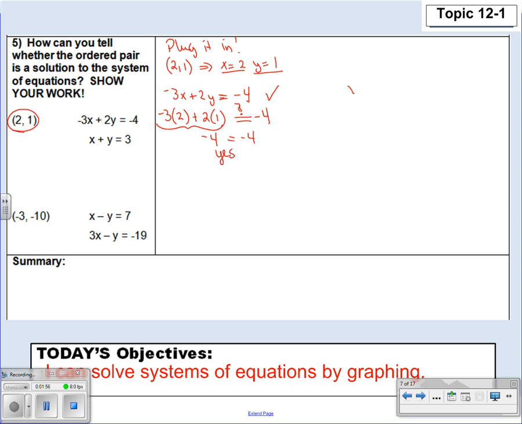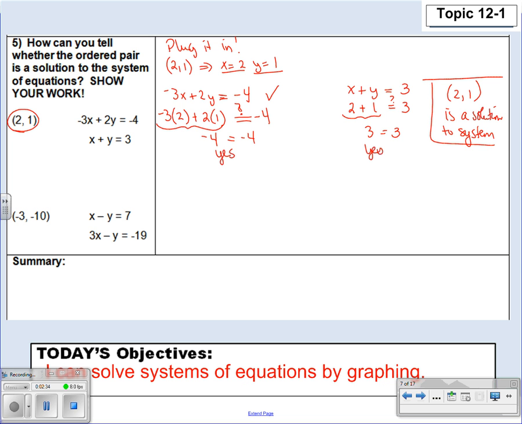Now we have to check the second equation. x plus y equals 3. Again, for x, we're going to plug in a 2. So we have 2 plus 1 equals 3. And the question is, is that a true statement? You can use your calculator or do it on your own. 2 plus 1 does come out to be 3. So we get 3 is equal to 3. This is also a true statement. So that means this point is also on our second graph. Therefore, the point 2, 1 is a solution to this system because it is a point on both graphs. That means this is the point where those two lines will intersect.